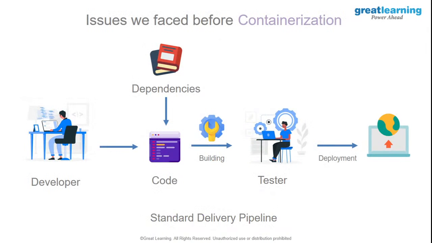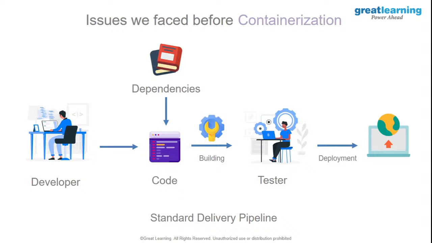This is a very standard delivery pipeline in software development. In the industry, you'll have something based out of this. This is what the generic thing is, and everybody uses this. It is a very simple thing. This is just to explain to you guys what it is. Like, the developer writes the code, he takes the dependencies with the code, and he sends it for the building process.